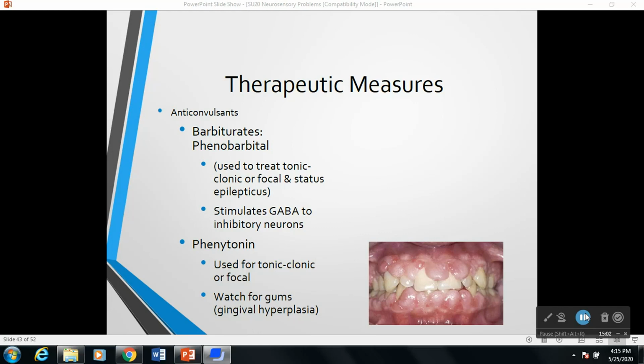Another type is phenytoin, which is also known as Dilantin. This is used for tonic-clonic or focal seizures again. The big thing with this is you want to watch for their gums, because they'll get what's called gingival hyperplasia, and there's a picture right there for you. It's a very bad side effect. Watch for bone marrow suppression, a rash. You don't want to give any kind of milk or antacids because this will interfere with absorption.